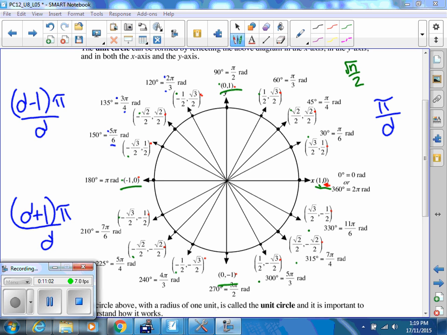And in this case, it's always twice your denominator minus 1 over d. And that's always with pi in the numerator. So those two patterns and all of your 40/80 values are all figured out.